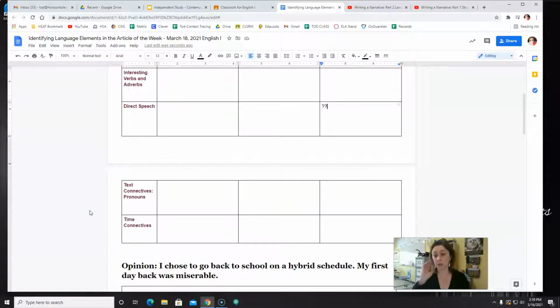And we will start talking about planning our own narratives in our next lesson. Please also prepare that you have a CATS on Friday over all of these narrative elements that we have talked about this week. Have a great rest of your day.